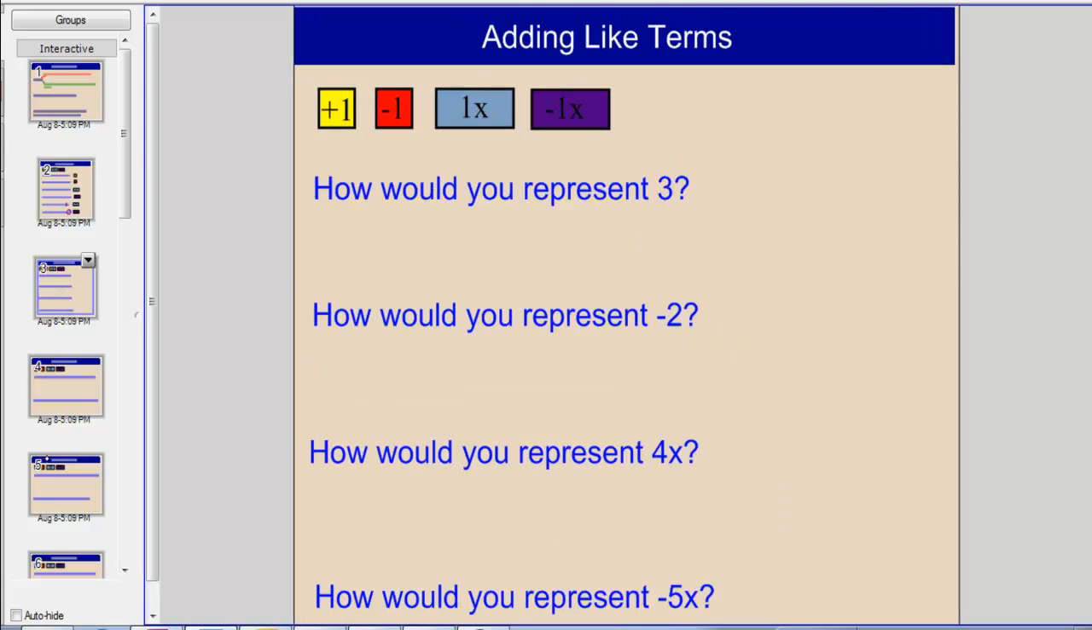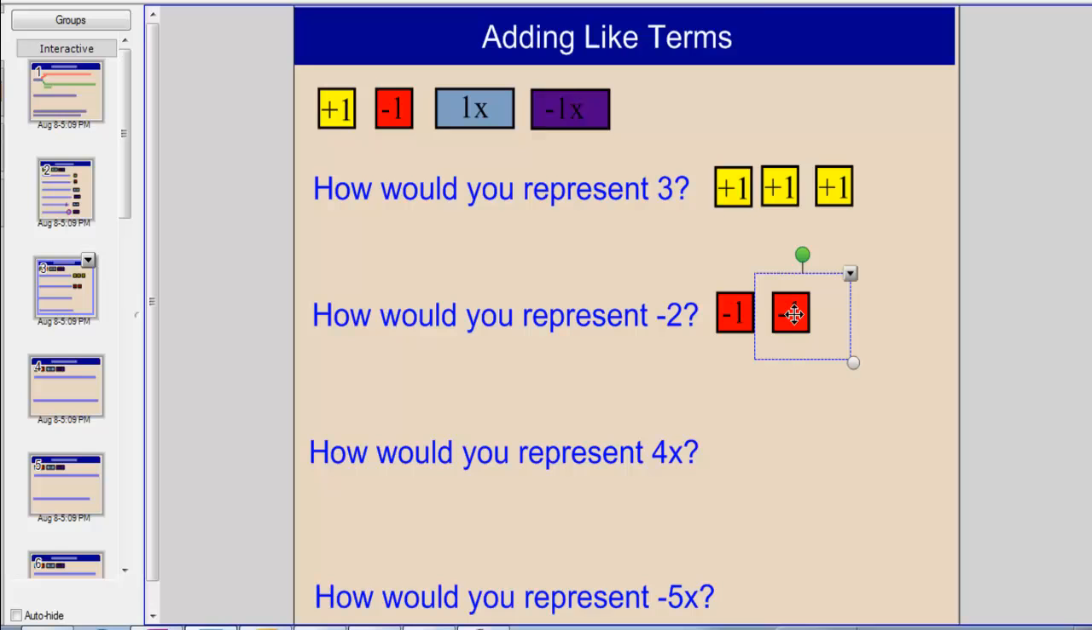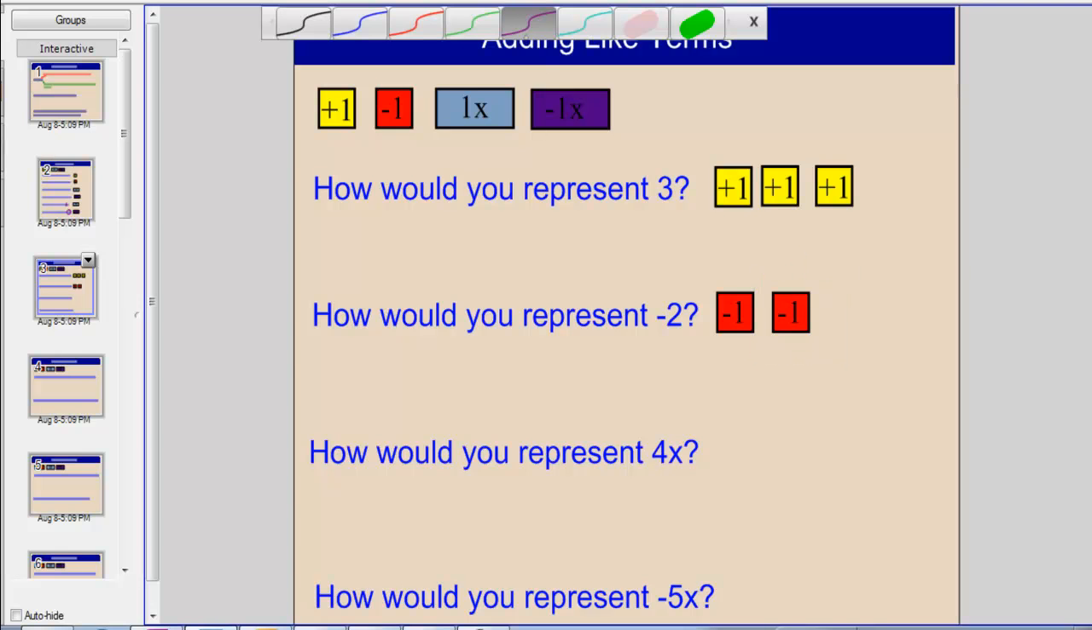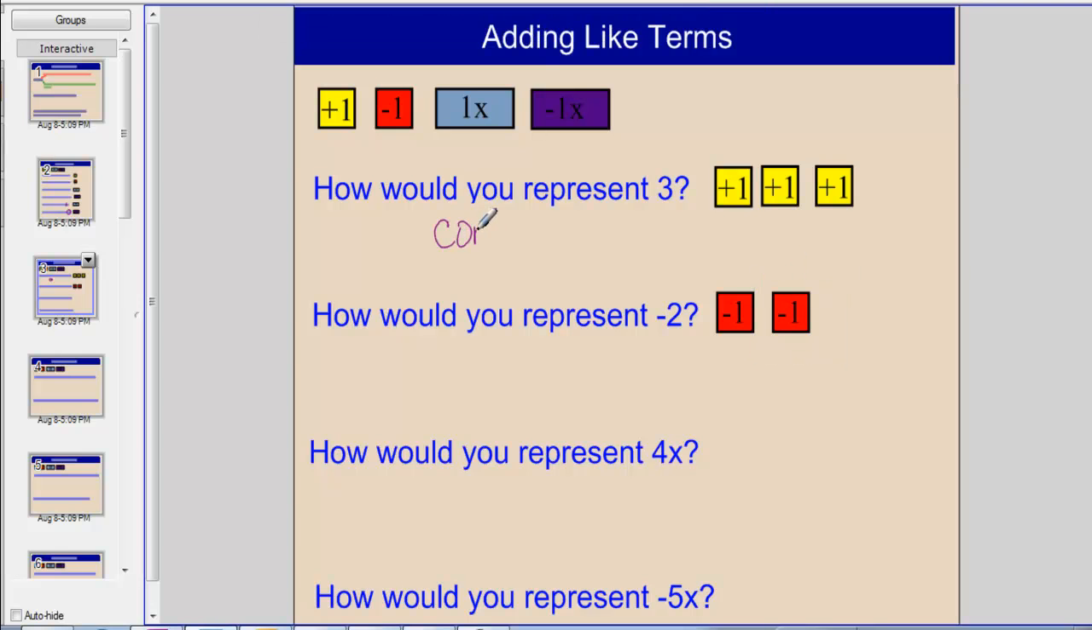So how would you represent 3? What do you think we should drag down? How about 3 1s? How would you represent negative 2? Maybe drag down 2 negative 1s? And these are called constants, by the way. When you're working with numbers that are not being multiplied times variables, they're just regular old numbers, these are called constants. So 3 is a constant and negative 2 is a constant.